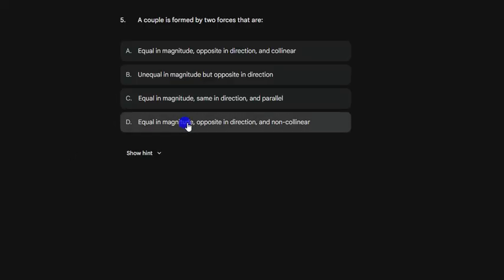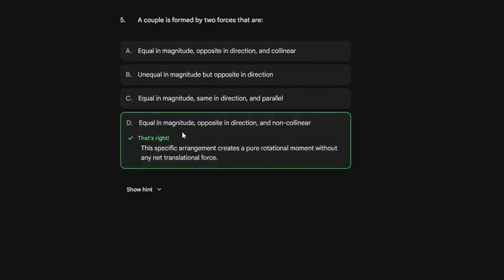Okay, so equal in magnitude. So this is the correct answer. To make a couple, equal forces but in opposite direction.